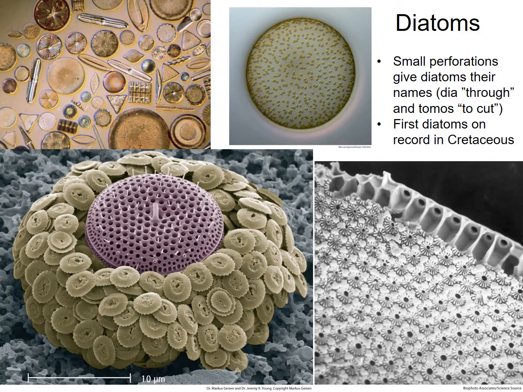Diatoms have small perforations that give them their name. Dia means through and tomos means to cut. The first diatoms on record are from the Cretaceous period.